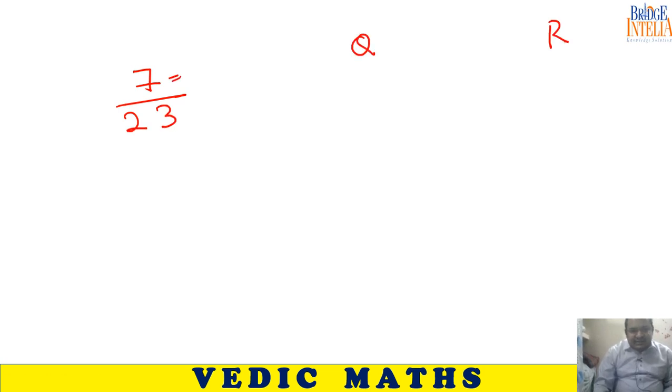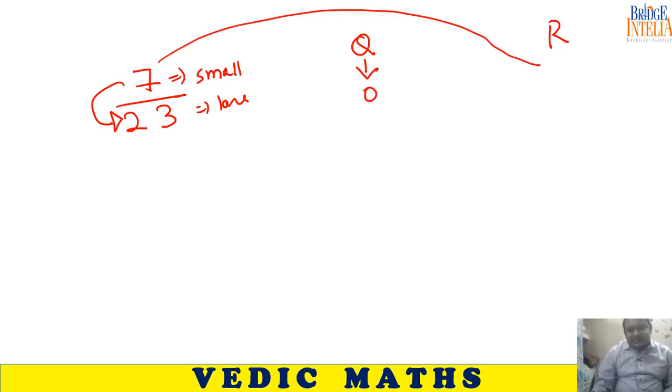So you have to react quickly. If I say divide 7 by 23, what will be the quotient? What will be the remainder? 7 is small, 23 is large, so not a single time will division take place. The quotient will be 0, and the entire number will behave as the remainder because division has not taken place at all.